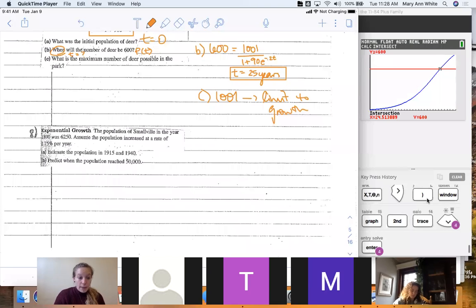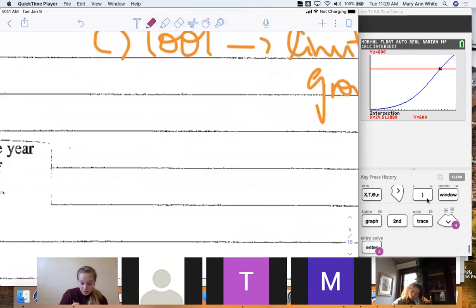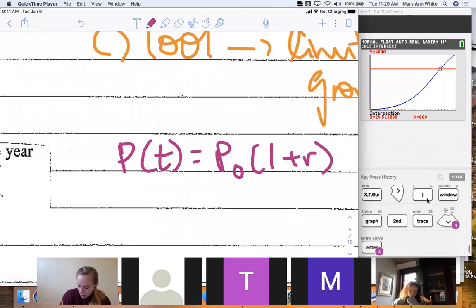Number 8 says the population of Smallville in the year 1890 was 6,250. Assume the population increased at a rate of 2.75% every year. Okay, we have to remember the function we learned like on Friday. I know a lot has happened between now and Friday, so let me remind you what it is. It went P sub t equals P sub 0 times (1 plus r) raised to the t.